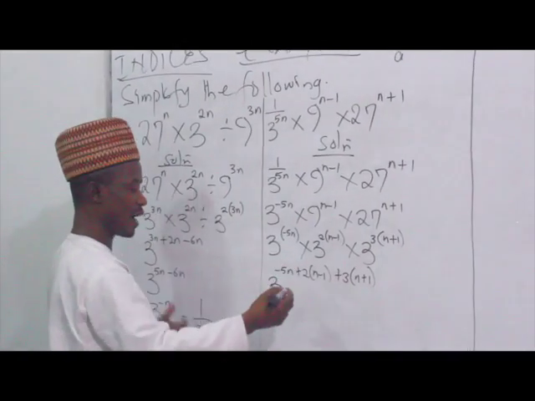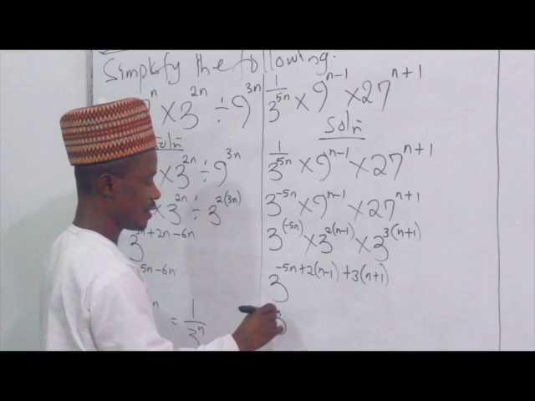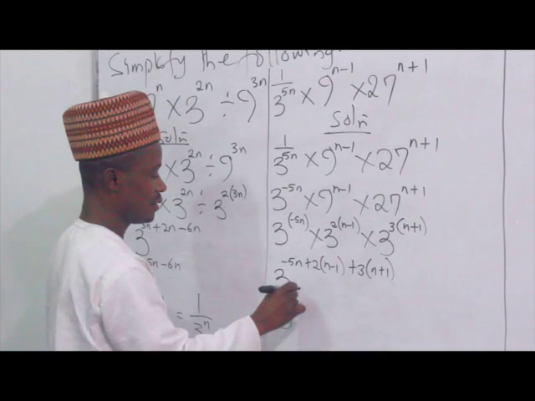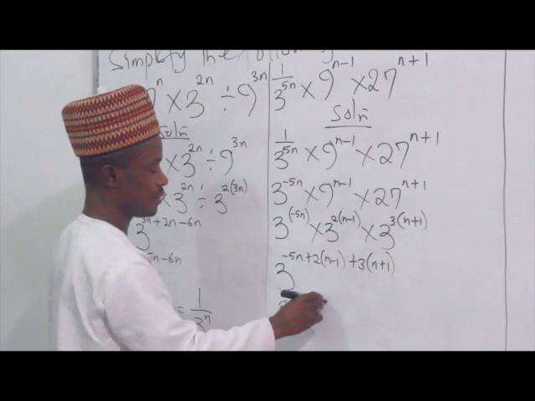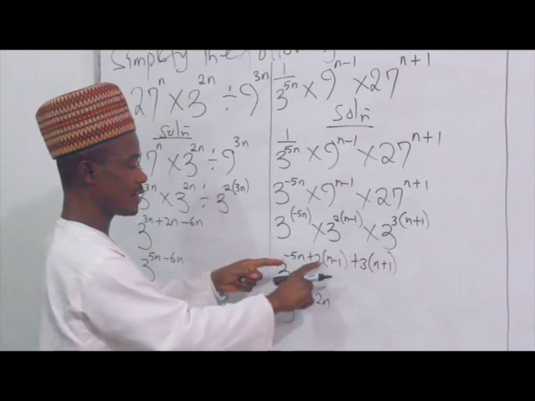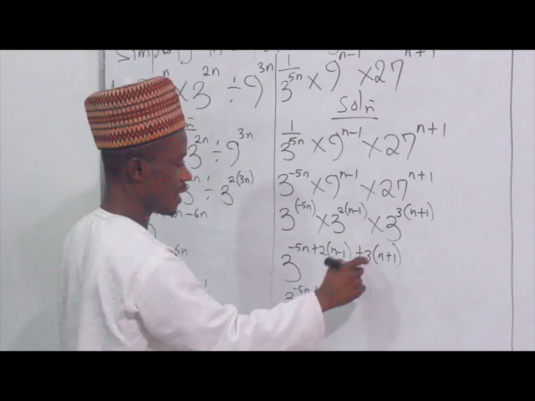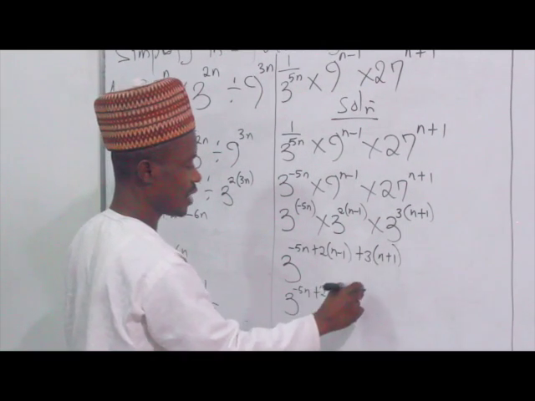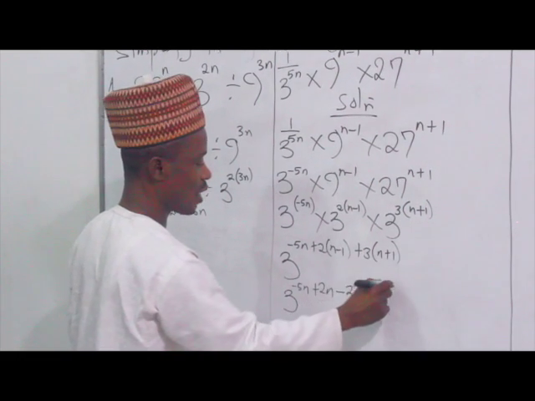So we now simplify. By simplification, this would be the same thing as 3 raised to the power of minus 5n. Then we multiply: plus times plus is plus, 2 times n is 2n. Then again, plus times minus is minus, 2 times 1 is 2, then plus times plus is plus, 3 times n is 3n, plus times plus is plus, then 3 times 1, 3.